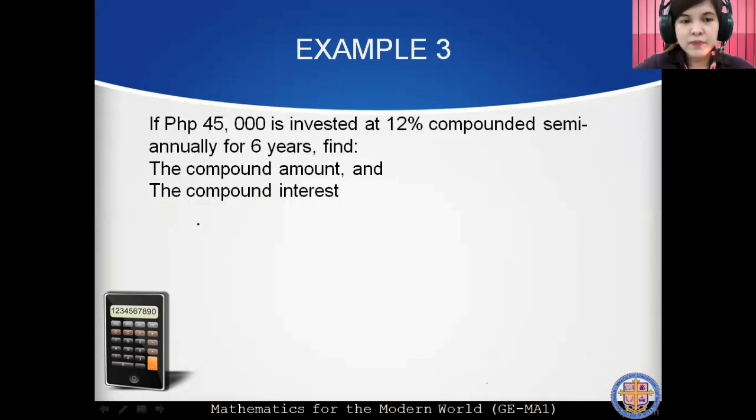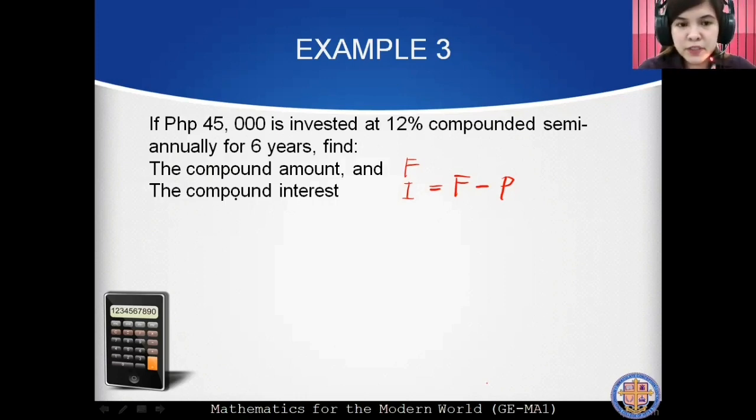Example number 3. If 45,000 pesos is invested at 12% compounded semi-annually for 6 years, we need to find the compound amount and the compound interest. The compound amount refers to F, the maturity value, and the compound interest is I. And we know the formula to get I is equal to F minus P. Remember that formula; maturity value minus principal gives you the interest.